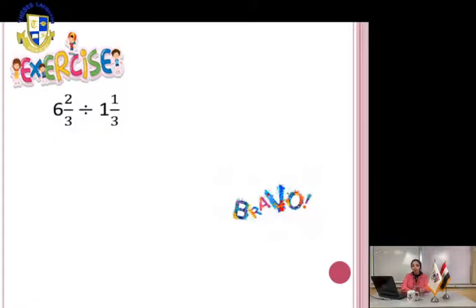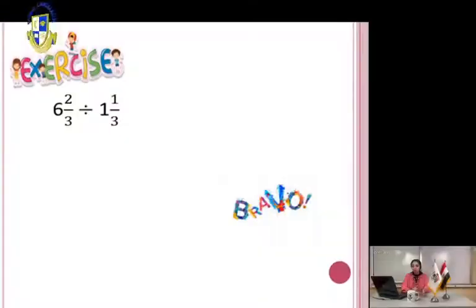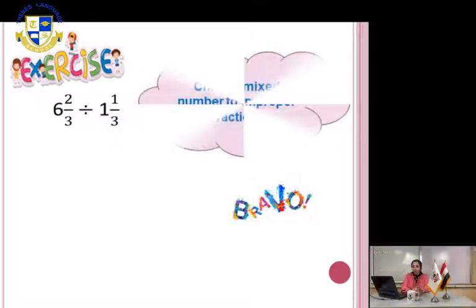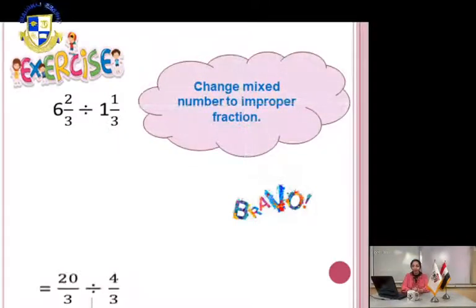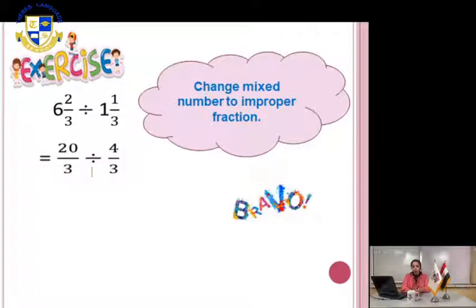Here we have two mixed numbers. How can we divide them? To divide mixed numbers, first you have to convert mixed numbers into an improper fraction, as we have studied before. 6 and 2/3 divided by 1 and 1/3. First fraction will be 20 over 3. How? 6 times 3 will be 18. 18 plus 2 equals 20.